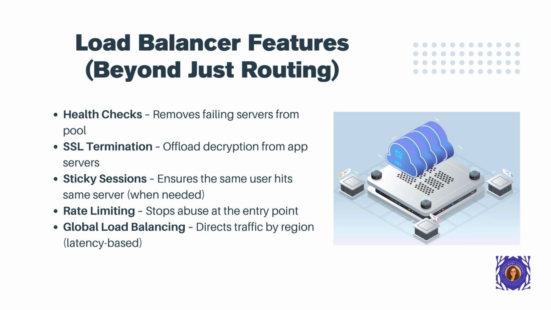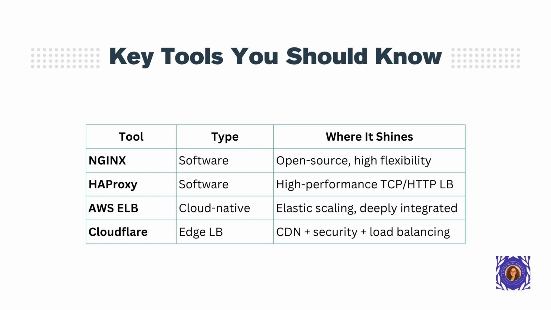Global load balancing, GLB, for applications deployed across multiple geographic regions. GLB directs traffic to the nearest or most performant data center based on factors like latency or server health, optimizing user experience and enhancing regional resilience. As you delve deeper into system design, familiarize yourself with these essential load balancing tools. NGINX, a highly flexible and widely used open-source software load balancer, capable of operating effectively at both Layer 4 and Layer 7. It's known for its high performance and customizable configuration.